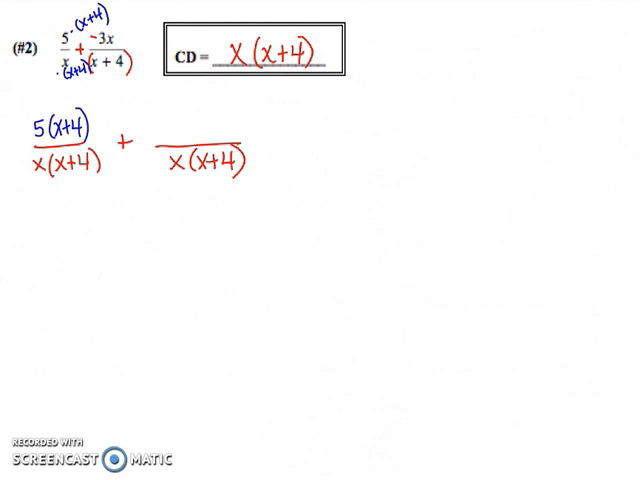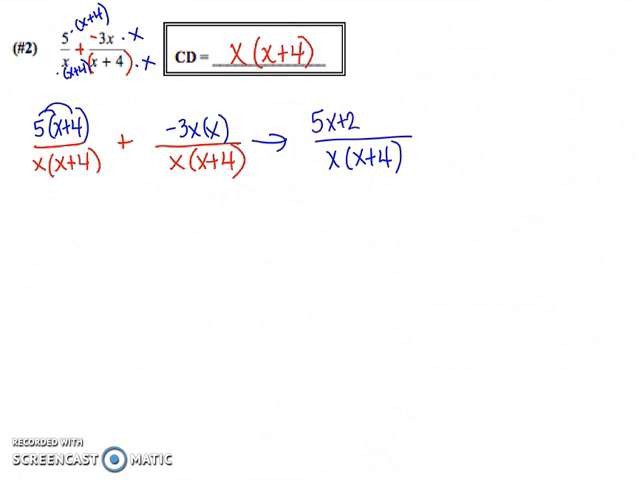My second denominator, I had the x plus 4 family, so what I have to multiply by here is the x. So negative 3x times x there. So now let's clean this up a little bit. x times x plus 4. I have to do distributive property with the 5, so that's going to be 5x plus 20 plus negative 3x times x is going to give us negative 3x squared.